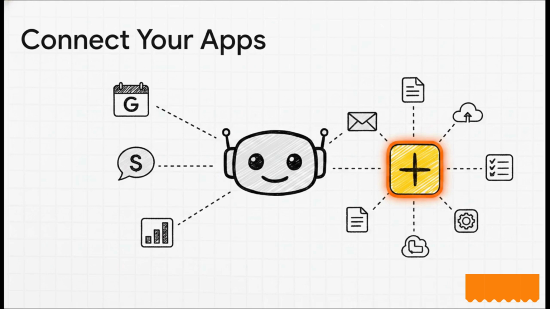Next up, you gotta connect your apps. So we'll link up Google Calendar, Slack, and Gmail. But check this out. That custom connection option, that is incredibly powerful. It means you can connect it to almost any other tool your team uses, like Notion, Linear, or even your own custom CRM. That's how your agent gets really smart.